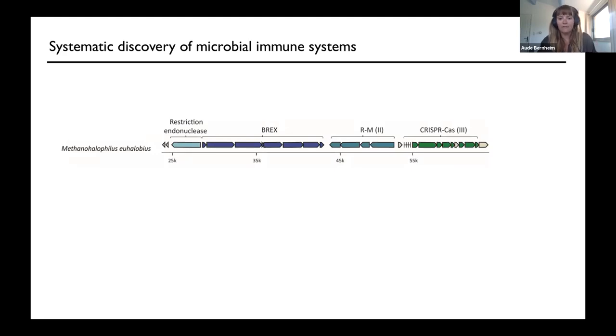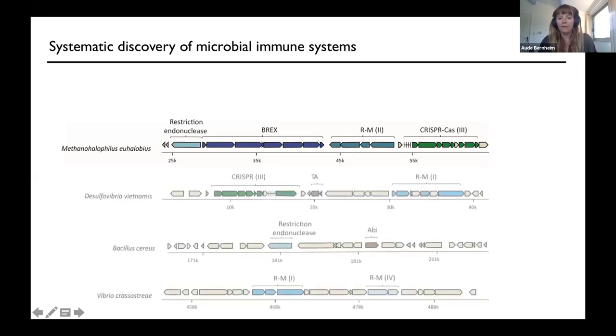And so it started from this defense island. What we can see is that, in this defense island here, each line that I will show is a genome, and each gene is a rectangle. If they are colored the same way, they belong to the same system. So we see here that those defense systems do cluster together. We have RM for restriction modification, CRISPR-Cas, and BREX. And if we now look in other genomes, again, we have this association of defense systems.